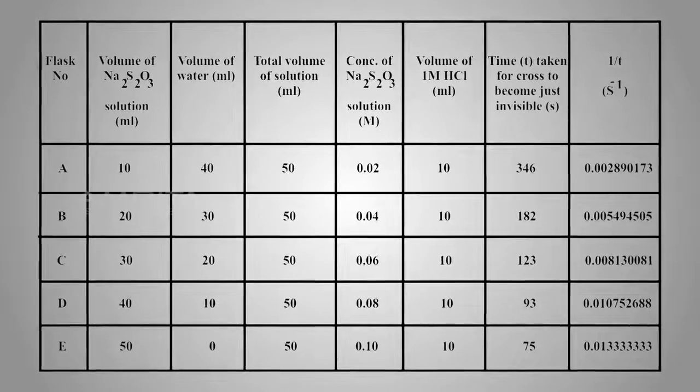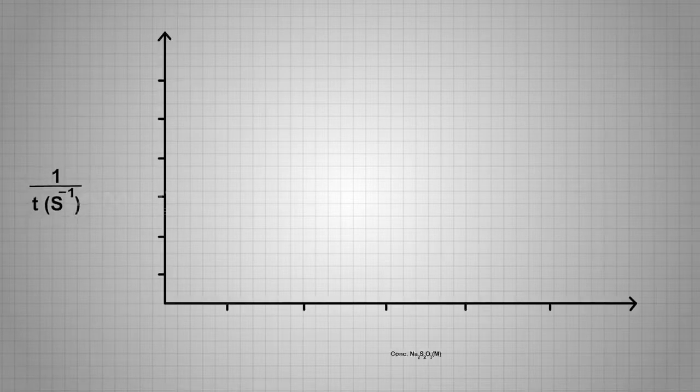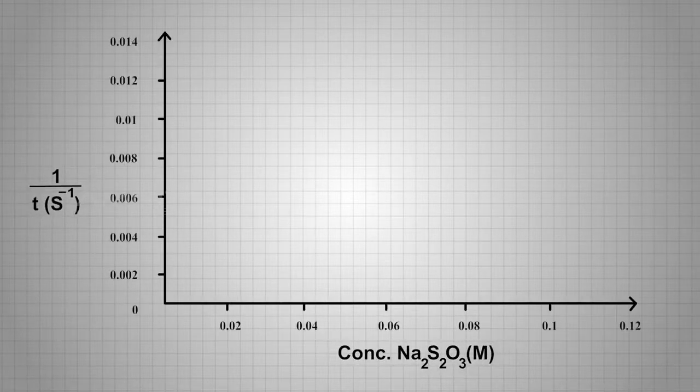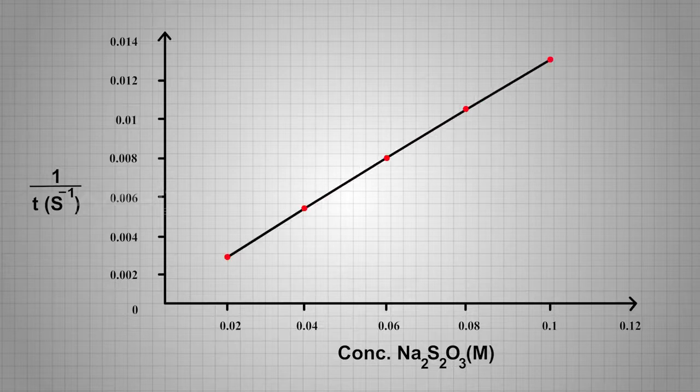Observations: Plot a graph between 1/T and the concentration of sodium thiosulfate, taking 1/T along the ordinate and concentration of sodium thiosulfate along the abscissa. The graph is a straight line.